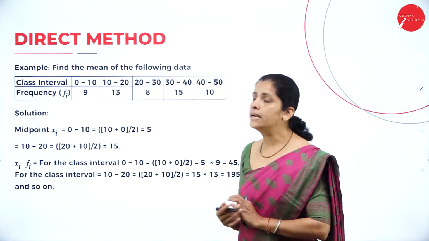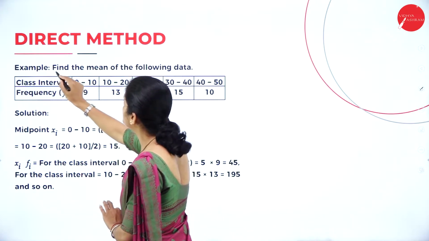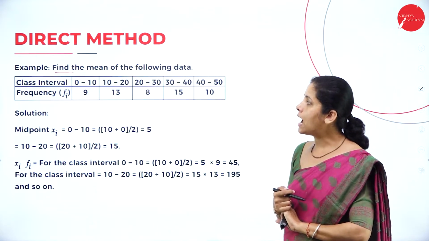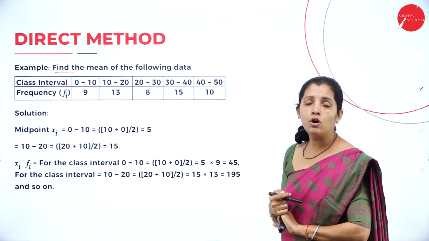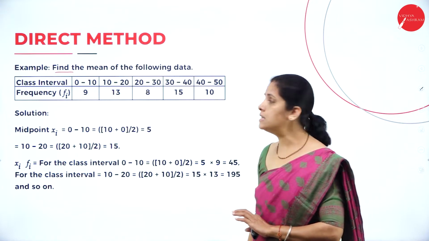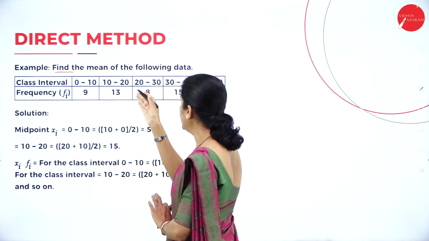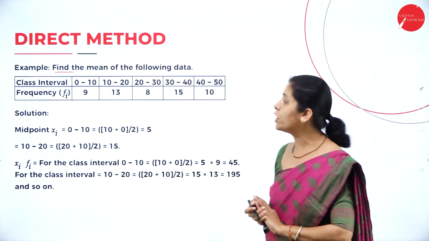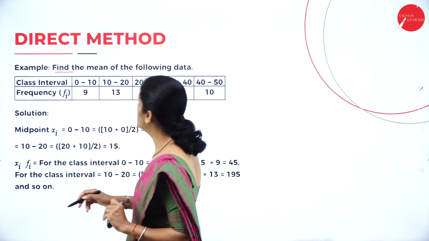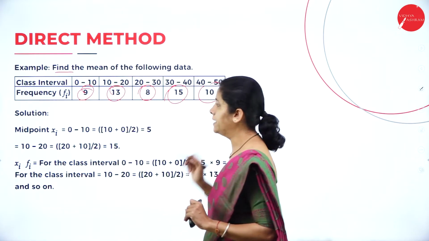Now, dear student, I am going to take an example here. This is the first question: find the mean of the following data. Because this is grouped data, I have the class intervals 0 to 10, 10 to 20, 20 to 30, 30 to 40, as well as 40 to 50. At the same time, I have the frequencies 9, 13, 18, 15 and 10.